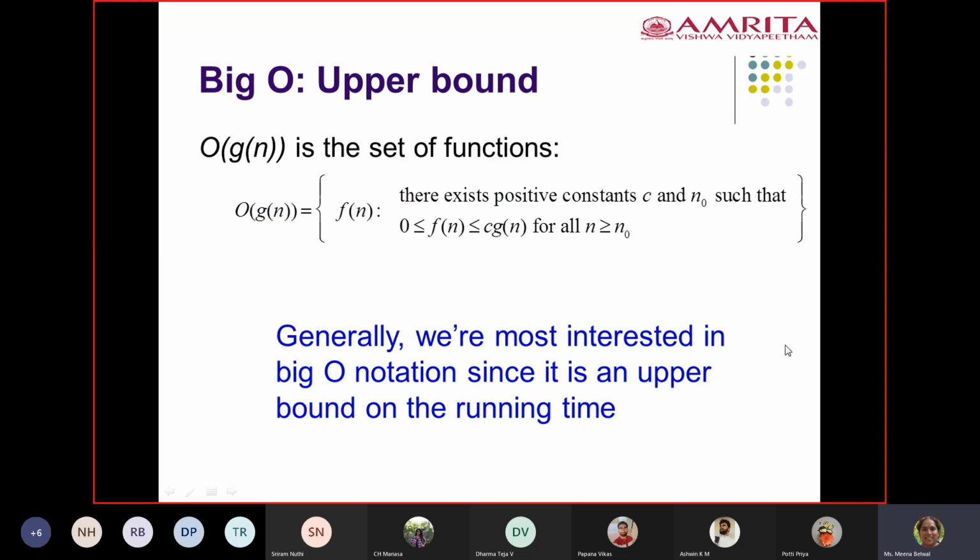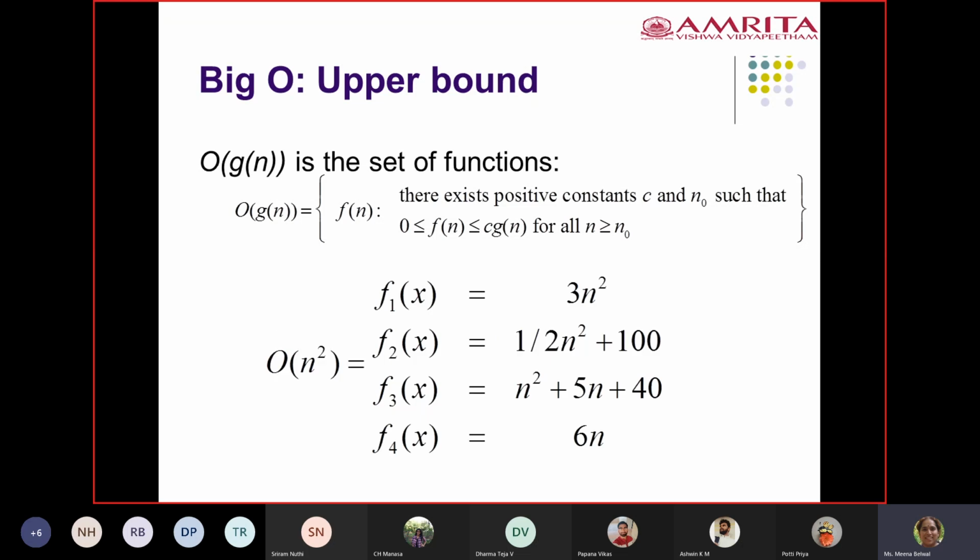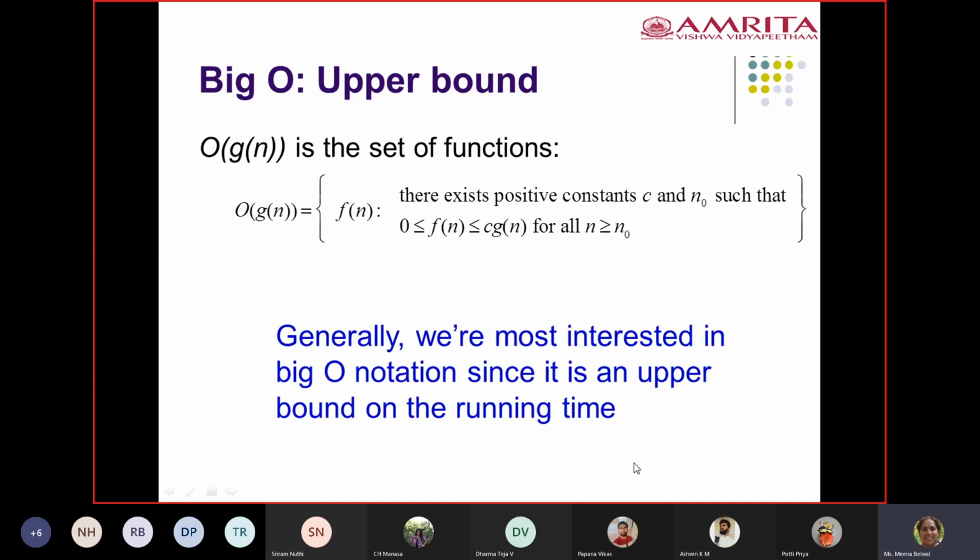Okay, so you see these f1, f2, f3, f4. If you want, you can make a note somewhere, because we will repeat these functions again in the coming slides as well. f1(n) is 3n square, f2(n) is half n square plus 100, f3(n) is n square plus 5n plus 40, and f4(n) is 6n. All right. So now O(g(n)) is the set of functions.